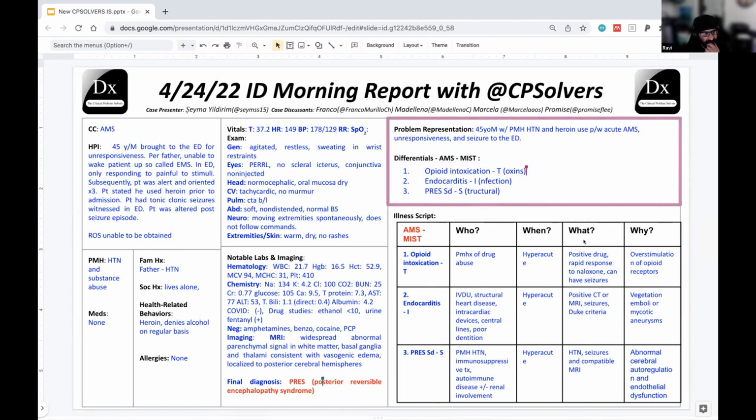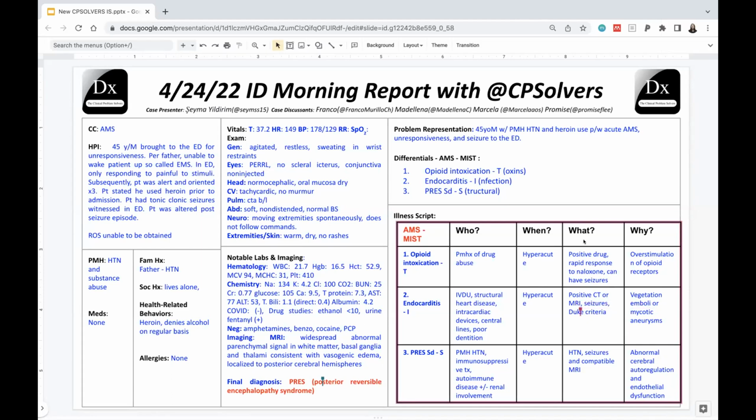syndrome. Travis, any comments? You had a couple of comments in the chat. Anything that you'd like to share? Hey, can you hear me?